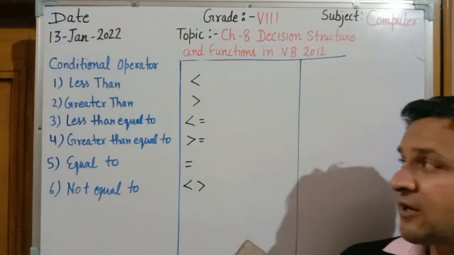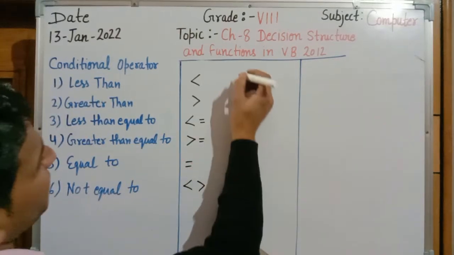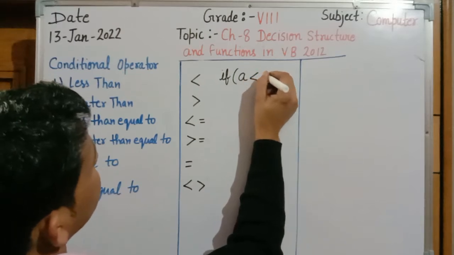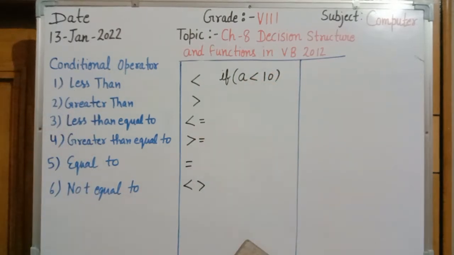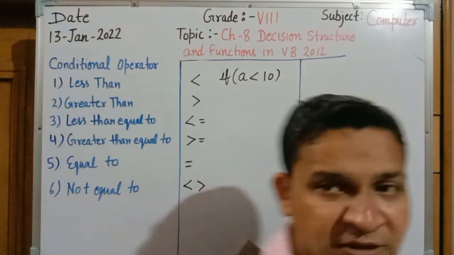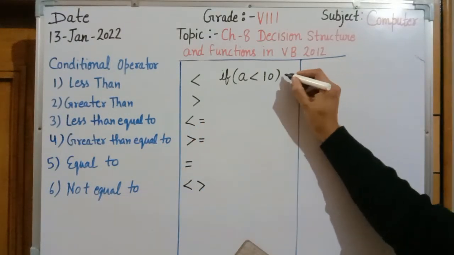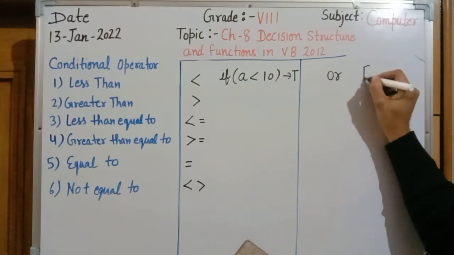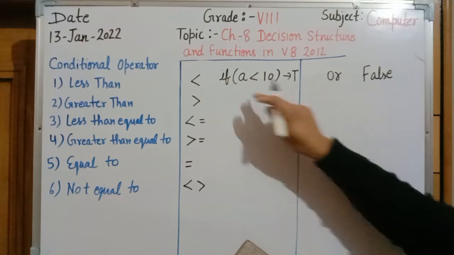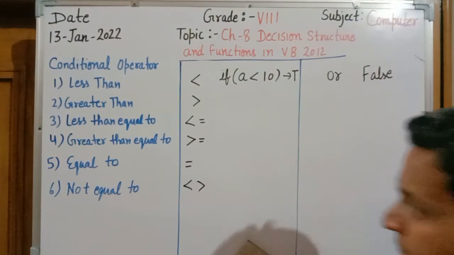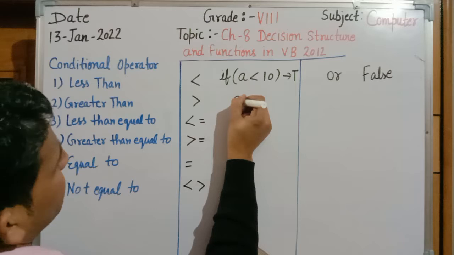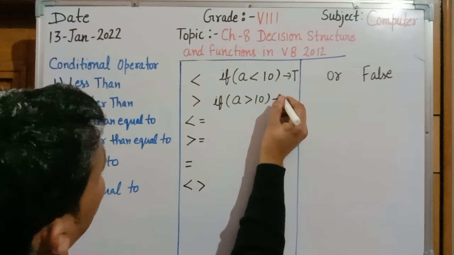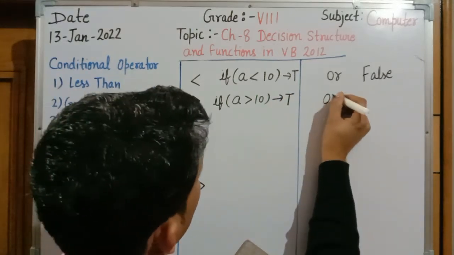Now, how to use the operators? Like, we want to use the value: if a is less than 10, it means if the value of a is less than 10, then the result will be true, otherwise it will be false. It means if the condition is true, then the result is true, otherwise it is false. Greater than, same case: if a is greater than 10, it will give the result true. If it is false, then it will give the result false.